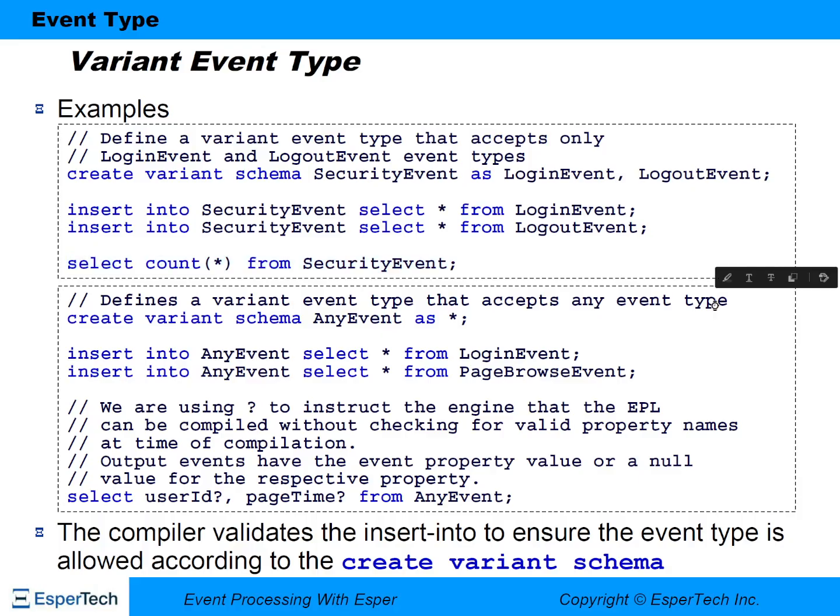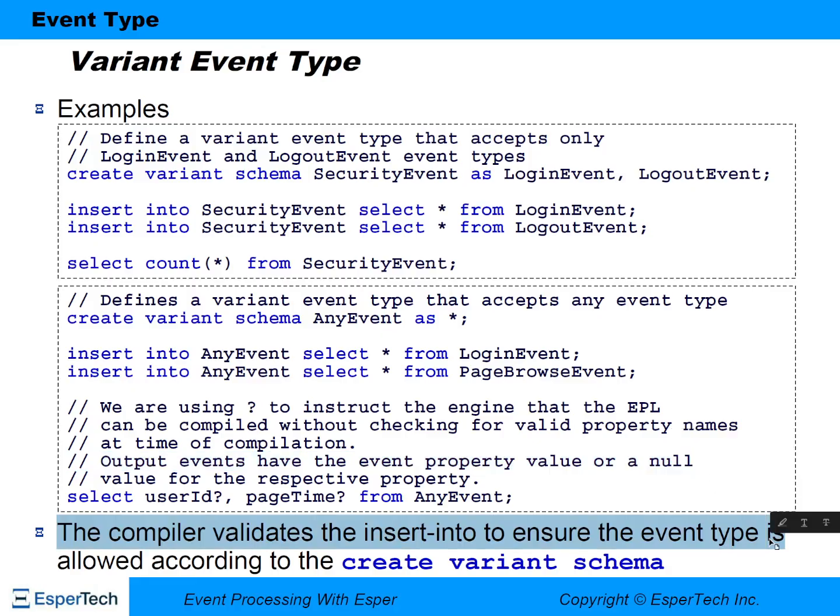The second example defines a variant event type that accepts any event type. Create variant schema AnyEvent as star. Insert into AnyEvent select star from LoginEvent. Insert into AnyEvent select star from PageBrowseEvent. Select userId?, pageTime? from AnyEvent. We are using ? to instruct the compiler that the EPL can be compiled without checking for valid property names at time of compilation. Output events have the event property value or a null value for the respective property. The compiler validates the insert into to ensure the event type is allowed according to the create variant schema.